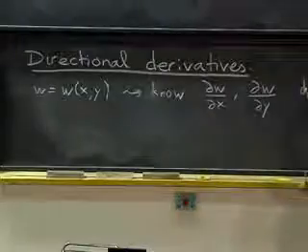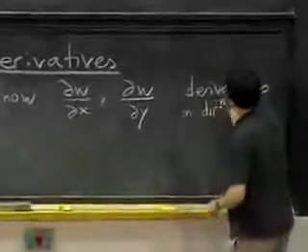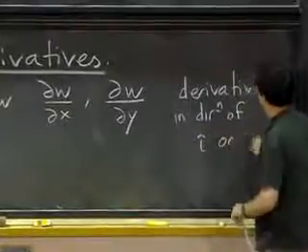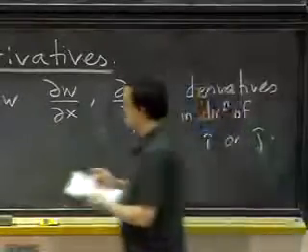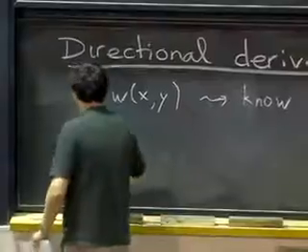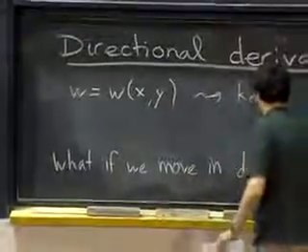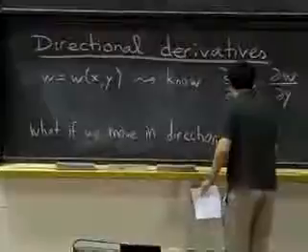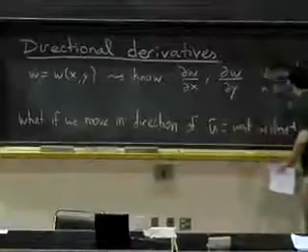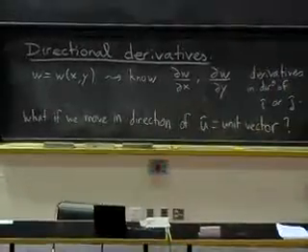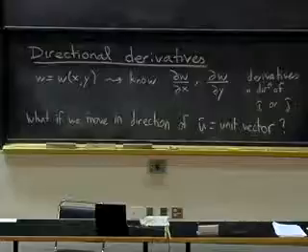Okay, so these are derivatives in the direction of i hat or j hat, the vectors that go along the x or the y-axis. So what if we move in another direction, let's say in the direction of some unit vector? Let's call it u. If I give you a unit vector, you can ask yourself, if I move in that direction, how quickly will my function change?